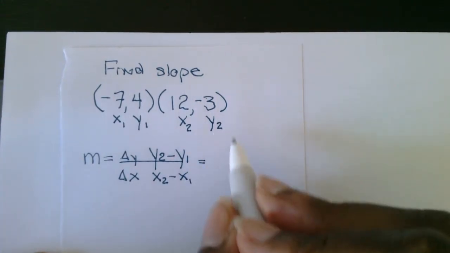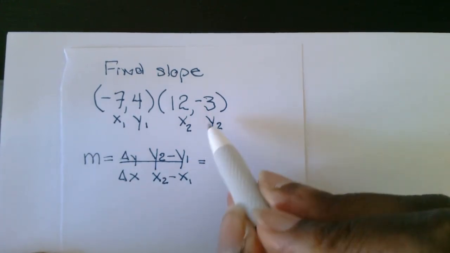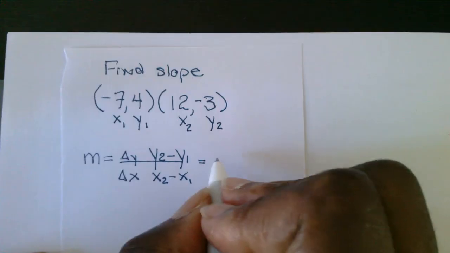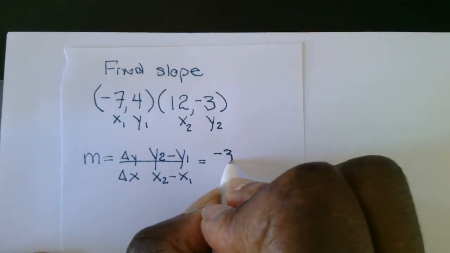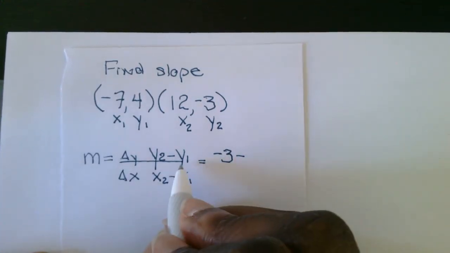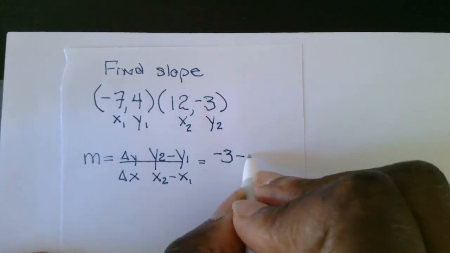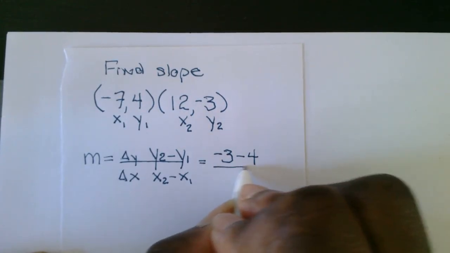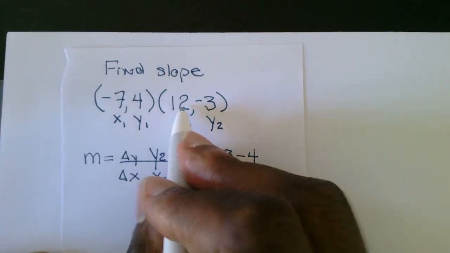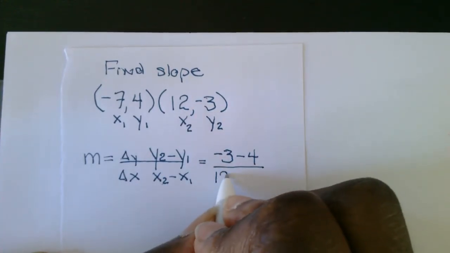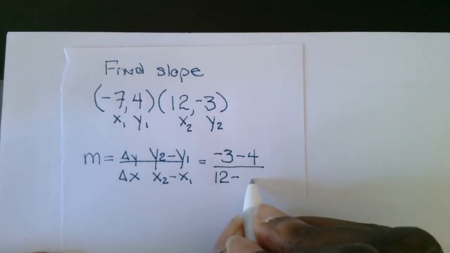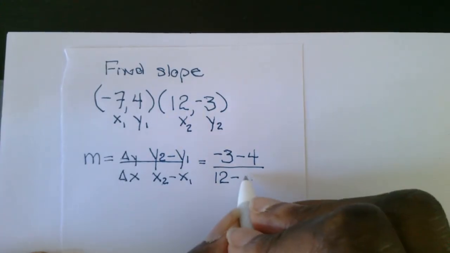Alright, so now let's plug in. What's representing my y sub 2, which is negative 3, minus my y1, which is 4, over my x sub 2, which is 12, minus my x1, which is negative 7.